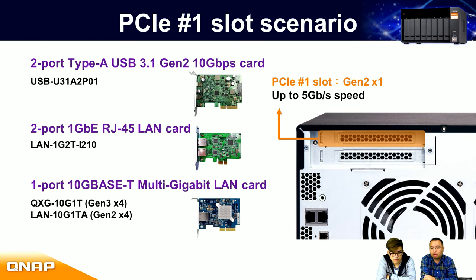So the last group will be the single port 10G BASE-T card. With that, QNAP has the QXG-10G1T, which is a faster version with Gen 3 by 4, and also the LAN-10G1TA with Gen 2 by 4. It is not just 10 gigabit, but also compliant with the multi-gigabit LAN specification, so it can also run at 5G and 2.5G if you have those devices in the future.